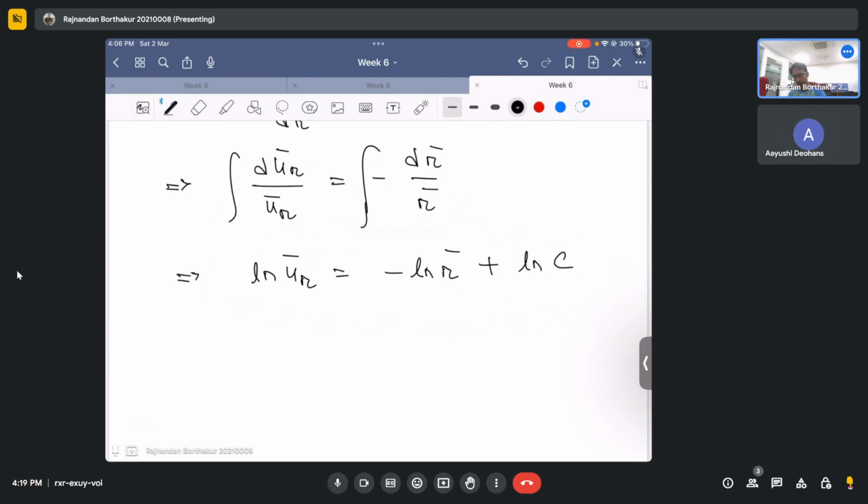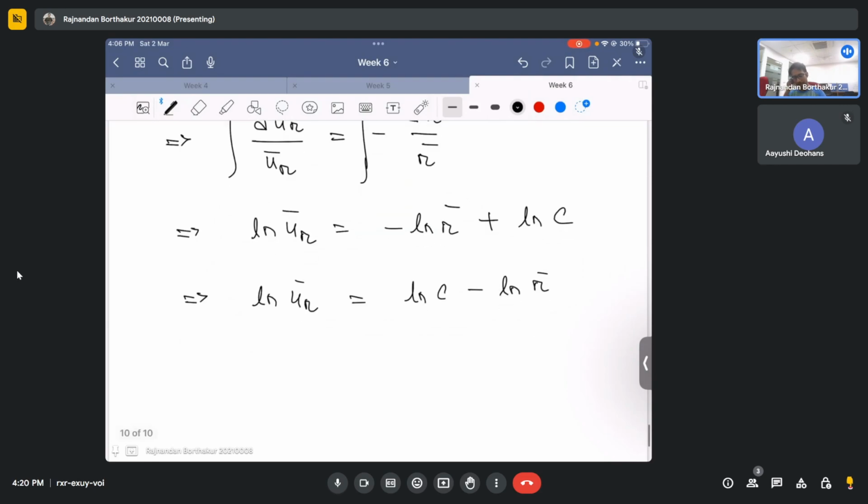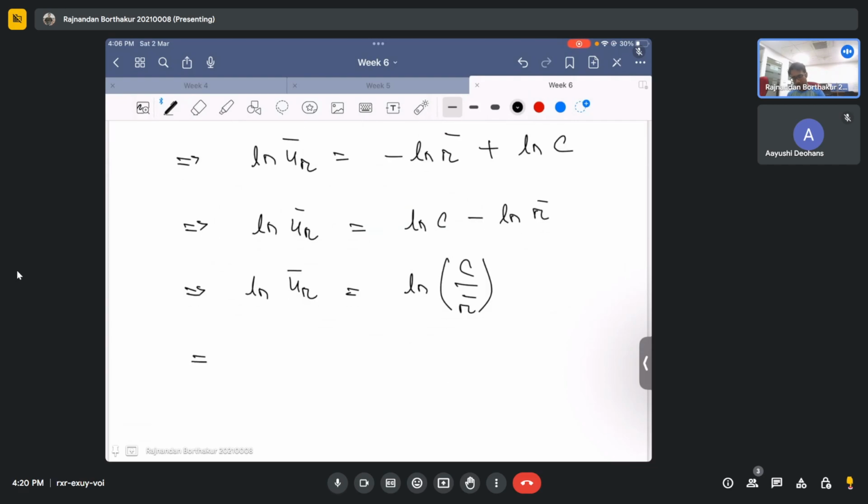Correct. So this means you'll get ln of u_r is equal to ln of c minus ln of r bar. And then you can use the property that ln of a minus ln of b is nothing but ln of a by b, which becomes ln of c by r bar. And then this just becomes u_r bar is just c by r bar.